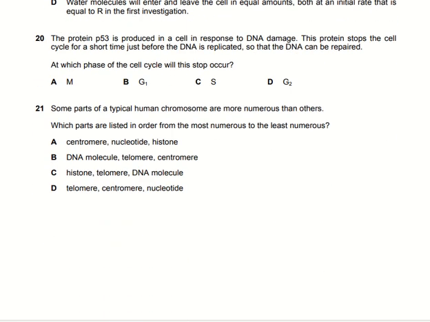The protein P53 is produced in a cell in response to DNA damage. When the DNA is damaged, the P53 protein is produced. This protein stops the cell cycle for a short time just before the DNA is replicated, so that the DNA can be repaired. So at which phase of the cell cycle will this stop occur? Because DNA replication occurs in the S phase, before the start of the S phase the DNA has to be repaired. So we can say that P53 stops the cell cycle at the G1 phase. So option B here is the right answer.